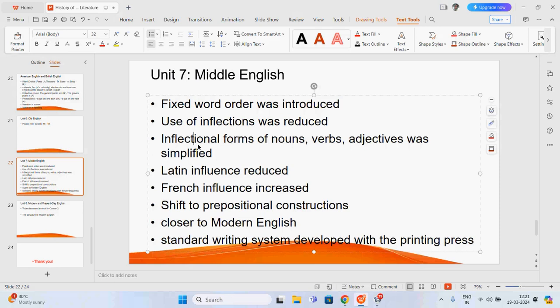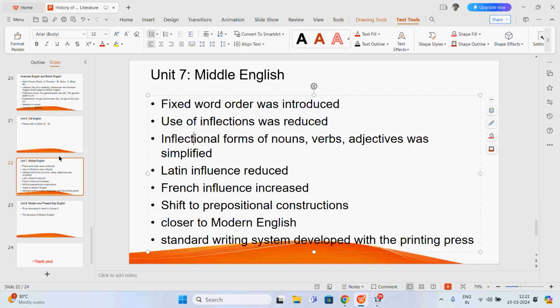Middle English is much more closer to Modern English than to Old English. As I told you, it is not easy for us to read Old English, to pronounce Old English, to understand Old English from the kind of English that we study today. One important milestone of Middle English was that by the time of this period, standard writing system was developed, especially because of the printing press. Because of the printing press, English writing system became more standardized.